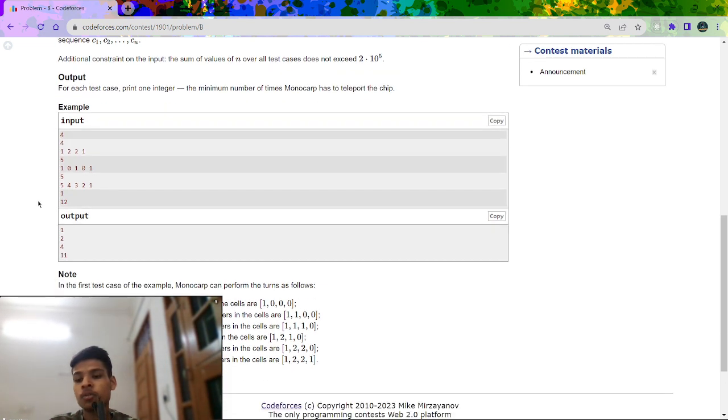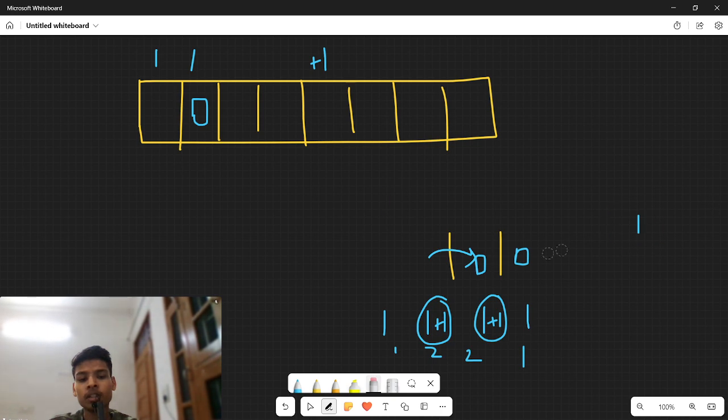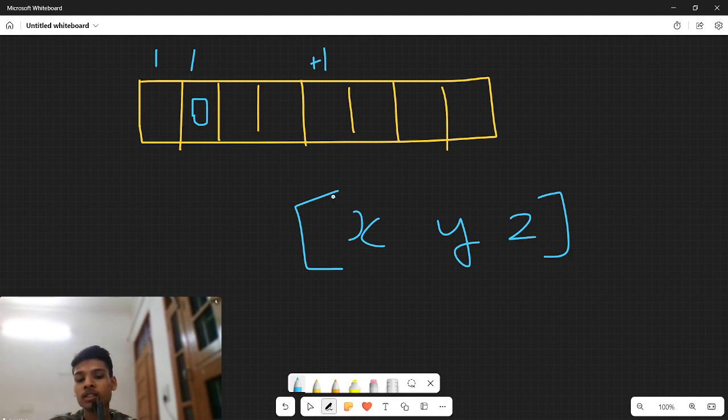So what is the generalized solution for this, right? The generalized solution is also easy, right? Okay, you can see if I have some configuration like x, y, and z, right? And you can see in the first chance I will place my chip here only because they have given it.